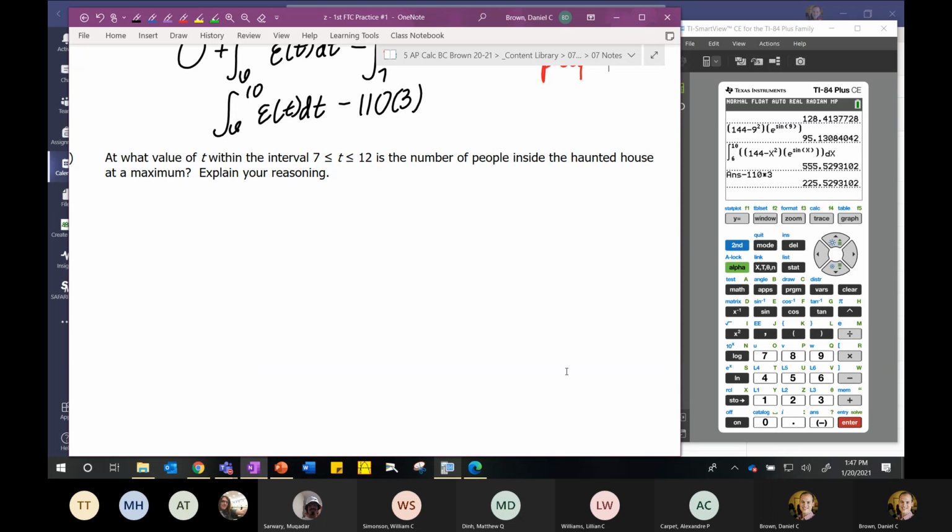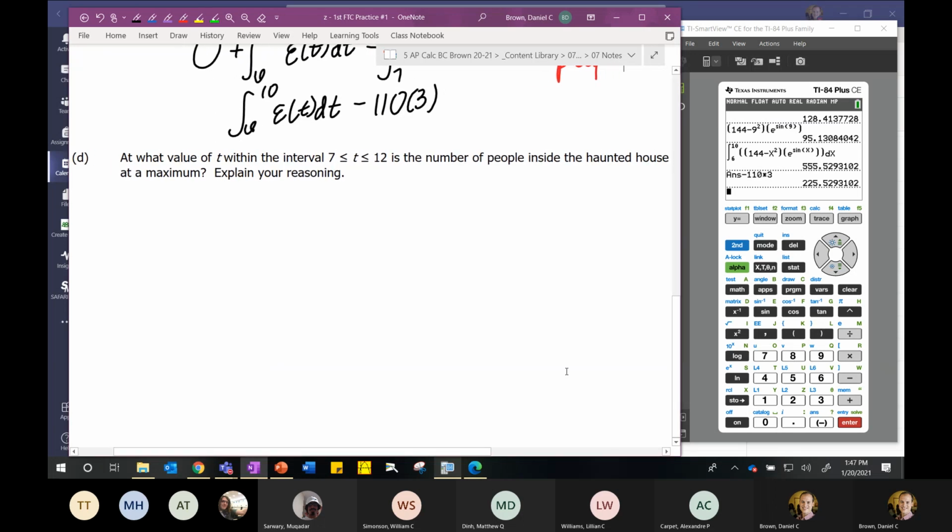So let's just read the question first and think about why I'm going to do a candidates test. It says, at what value of t within the interval from 7 to 12 is the number of people inside the haunted house at a maximum? Big clue that we're doing a candidates test. We are trying to find the maximum number of people, so we are going to want to do an absolute max, basically.